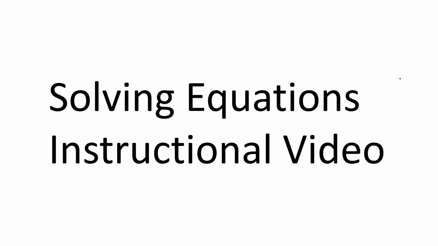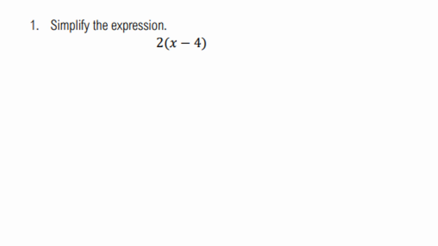This is an instructional video on solving equations. Number 1, simplify the expression 2 in parentheses x minus 4. When you have parentheses, we're going to use the distributive property, meaning we are multiplying both numbers in the parentheses. So 2 and x together would give us 2x. 2 times the term negative 4 gives us negative 8. 2x minus 8 is our final answer.